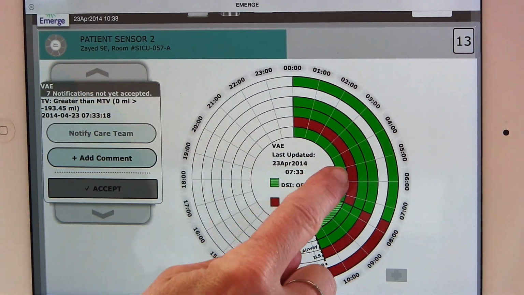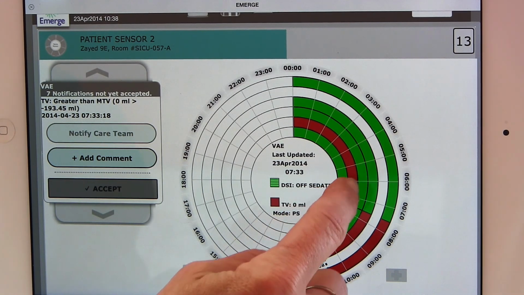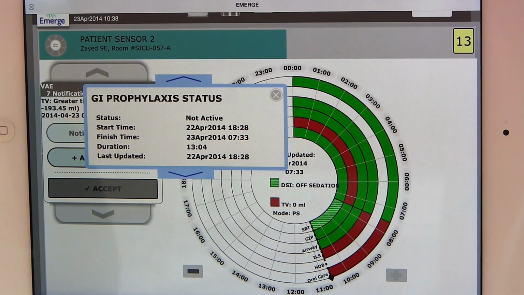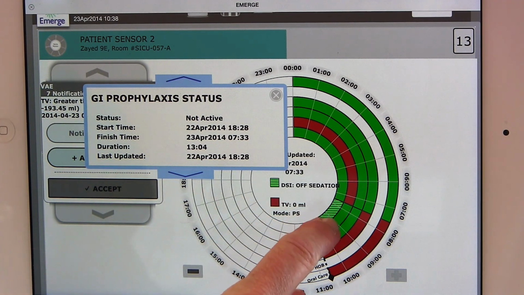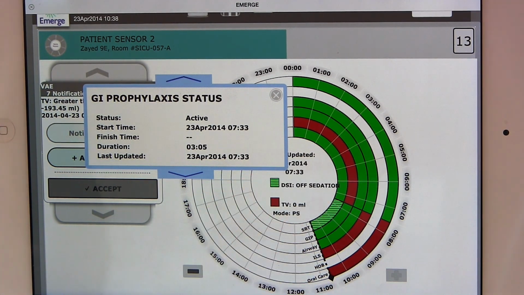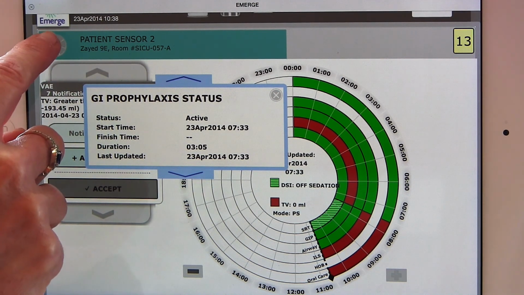The other ring that was red that turned to green is for their GI prophylaxis. It was not active or possibly not ordered up until about 8 o'clock this morning, and the ring turned green, which meant that orders were probably put in, and that is now active for this patient.